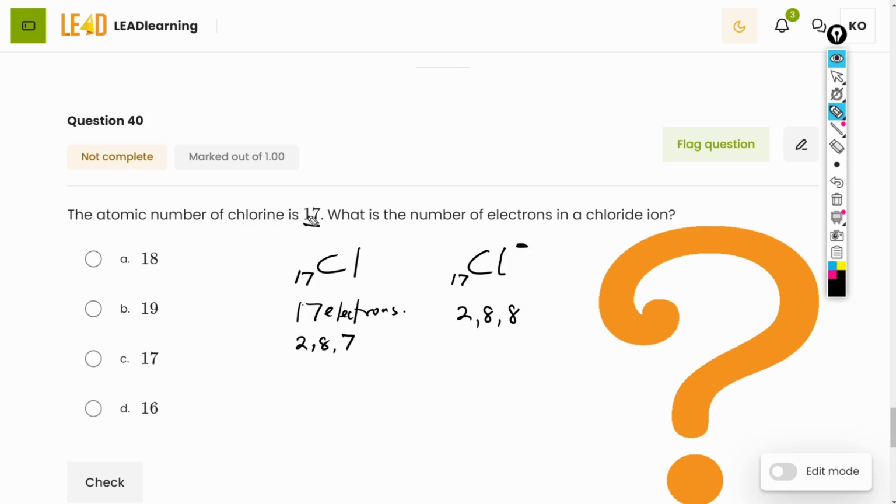So the atomic number of chlorine is 17. What is the number of electrons in the chloride ion? The number of electrons would be 18 if we add this up. So our correct answer is option A.